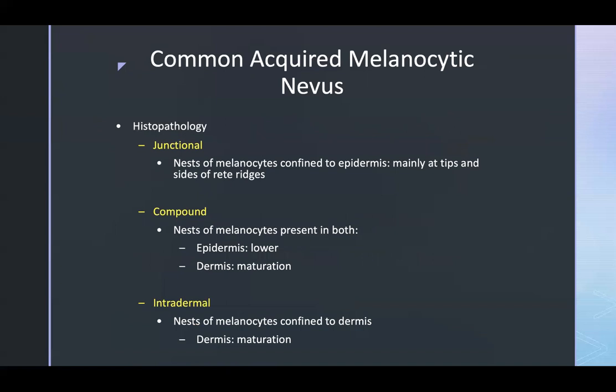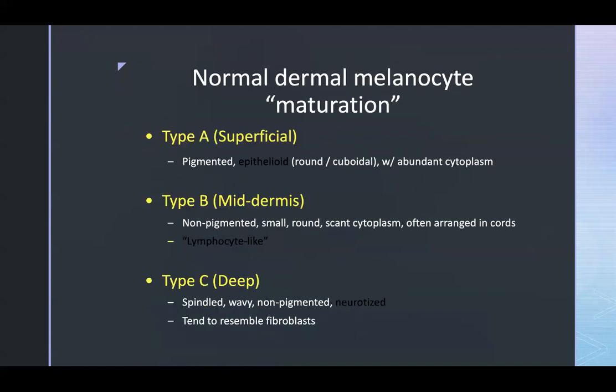On histopathology, junctional nevi tend to have nests of melanocytes confined to the epidermis, mainly at the tips and the sides of the ridges. Compound melanocytic nevi have nests of melanocytes present in both the epidermis and the dermis. In the dermis, they display maturation, which we will talk about. And intradermal nevi are nests of melanocytes confined to the dermis, and they often show maturation as well.